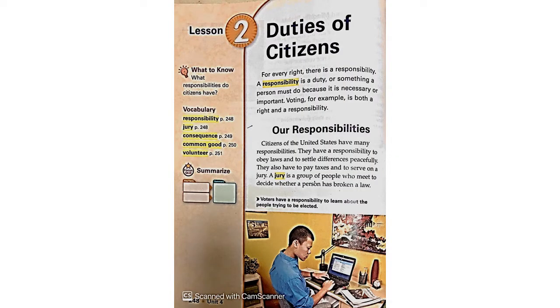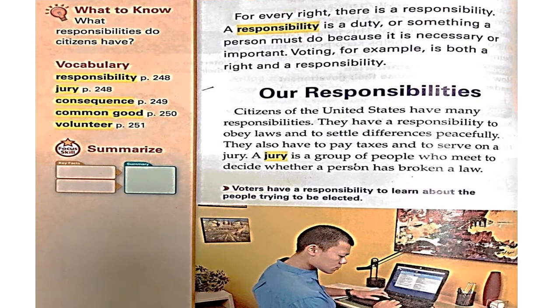This is the title page of Lesson 2, Duties of Citizens. Let's have a closer view and begin reading together. So, first of all, you should know this vocabulary: responsibility, jury, consequence, common good, and volunteer. We're going to go through these words as we read the lesson, so don't worry about it.